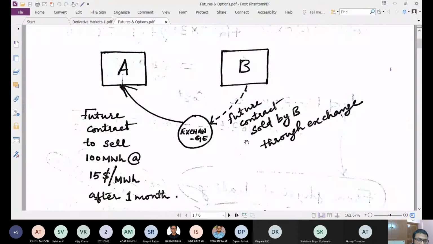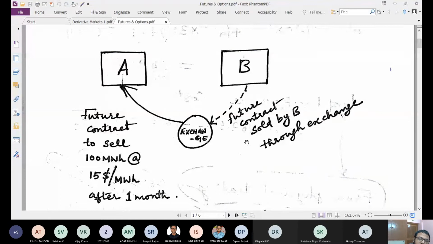So whoever is the seller of the option contract will have to honor the contract if the holder of the contract exercises it, because the choice is only for the holder, because he has paid the premium for the contract. So if he exercises it, then the seller of the contract must honor him. Okay, honor the contract.